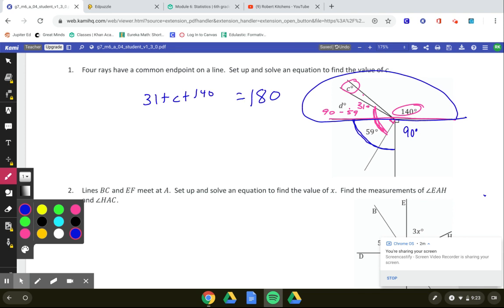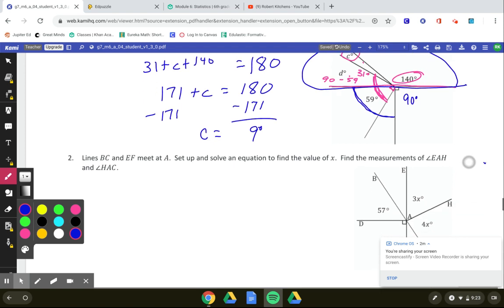Now I've got my equation, and I want to go ahead and combine my like terms. I can combine 31 and 140, and I get 171 plus C equals 180. I subtract 171 from both sides, and I'm left with 9 degrees is what C is. So C equals 9 degrees. Okay, let's take a look at number 2.